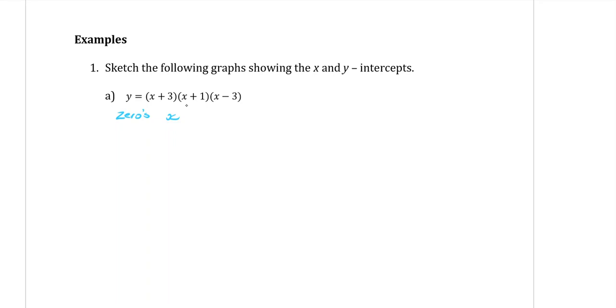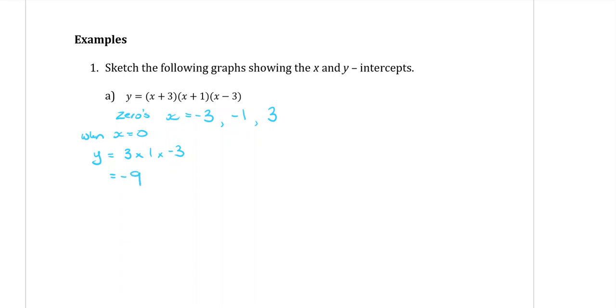From the first bracket, we would get x is equal to -3. From the second bracket, we would get x is equal to -1. And from the final bracket, x would be equal to 3. They are the x-intercepts. To find the y-intercept, we would sub in that x is equal to 0 into the equation. So that would be 0 plus 3, which is 3, times 0 plus 1, which is 1, times 0 minus 3, which is -3. So you're multiplying the 3 numbers at the end of each of those brackets together, and that gives you -9 for your y-intercept.